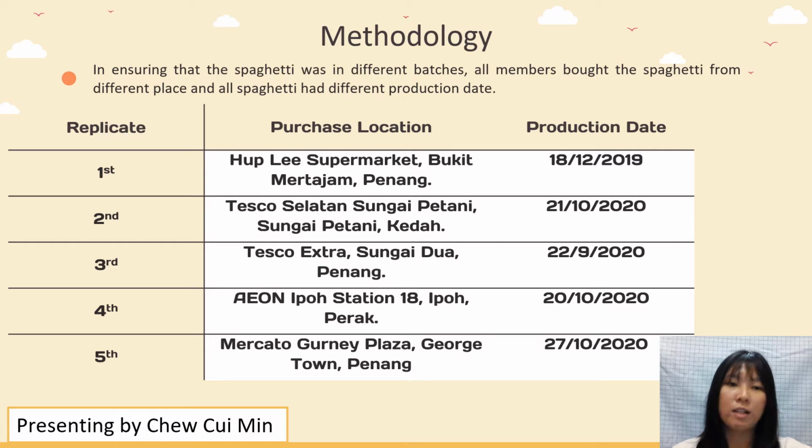The third replicate is bought at Tesco Extra, Sungai Dua, Penang. The production date is 22nd September 2020. The fourth replicate is bought at Aeon Ipoh Station 18, Ipoh, Perak. The production date is 20 October 2020. The fifth replicate is bought at Mercato Gurney Plaza, Georgetown, Penang. The production date is 27 October 2020.